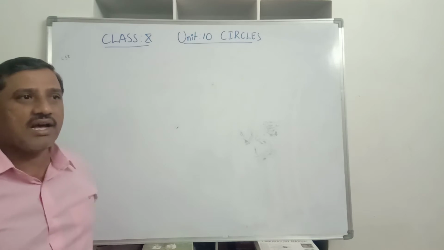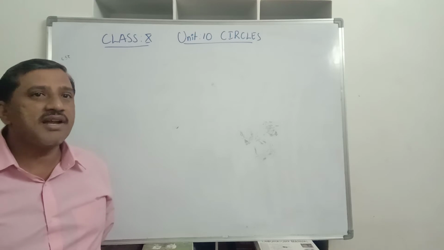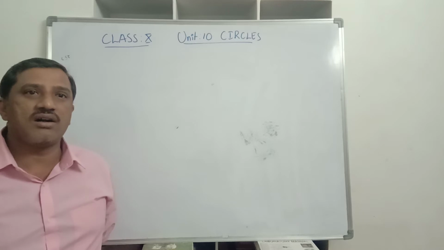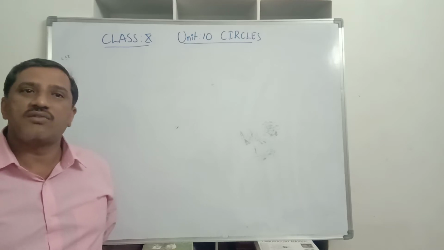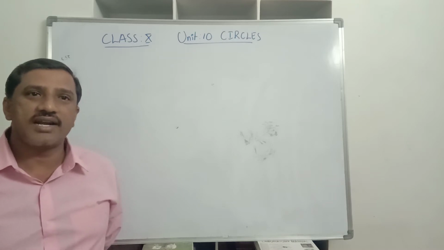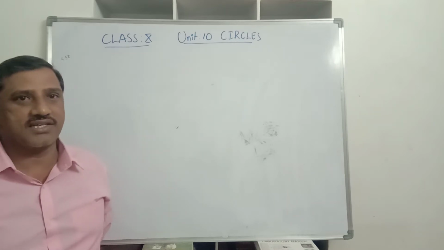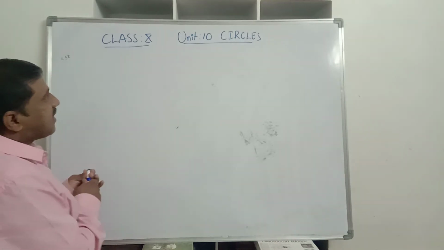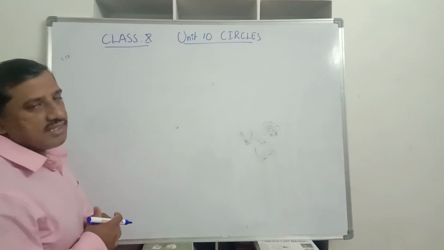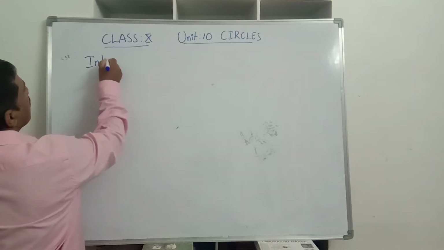So before starting our main topic of the circles chapter, we will discuss the terminology related to circles, like what is a circle, what is a chord, what is a radius, what is the diameter, what is an arc, what is a segment, what is a sector. Then we will discuss the concept of tangent. So the main topic of this chapter is tangent to a circle and its properties. Now we will discuss the introduction of this chapter.